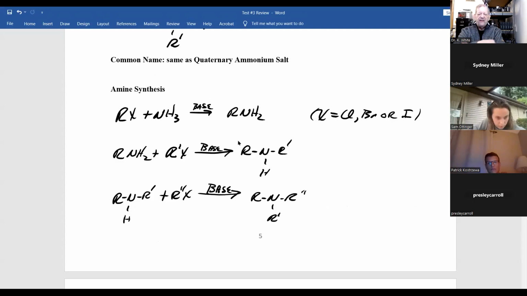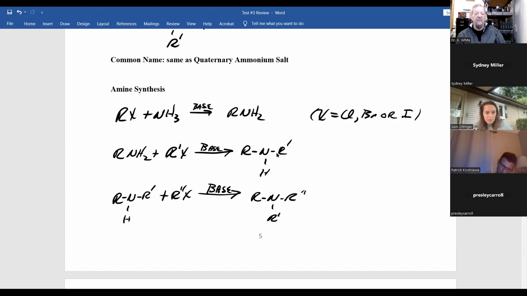Now, how do you make an amine? You take an alkyl halide, RX, where X can be chlorine, bromine, or iodine, reacted with ammonia in the presence of base. I could put down bases, but I'll just use the word base, and you get a primary amine. The nitrogen bonds to the carbon with the halogen. Now, if you take a primary amine and react it with an alkyl halide, same or different, you'll get a secondary amine. And the R prime, the nitrogen bonds to the carbon with the halogen, R prime.